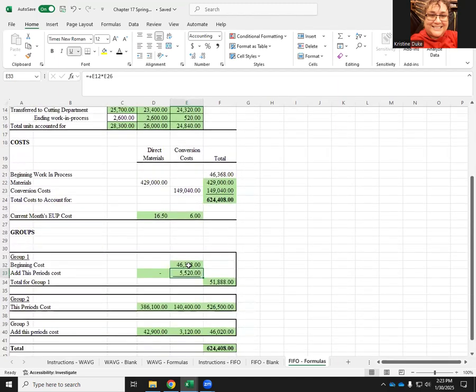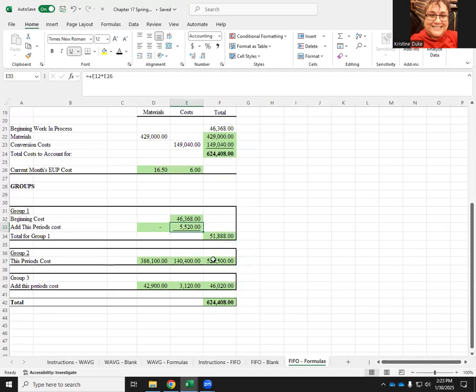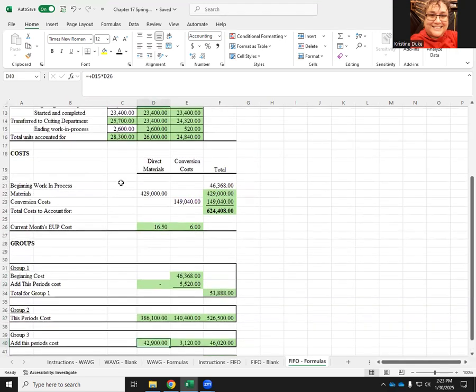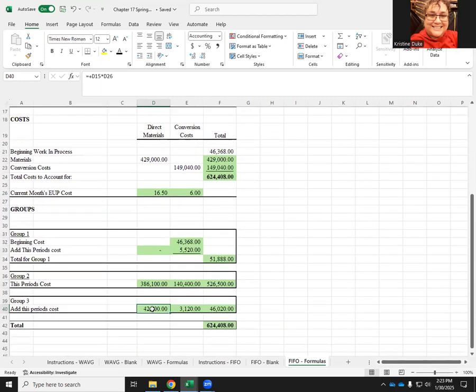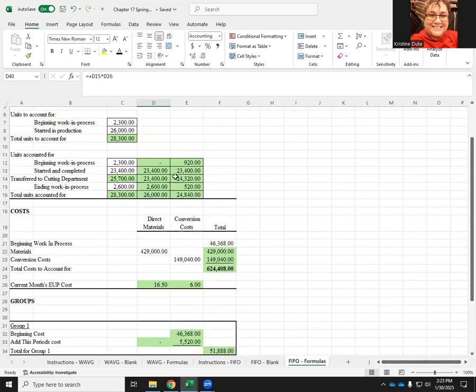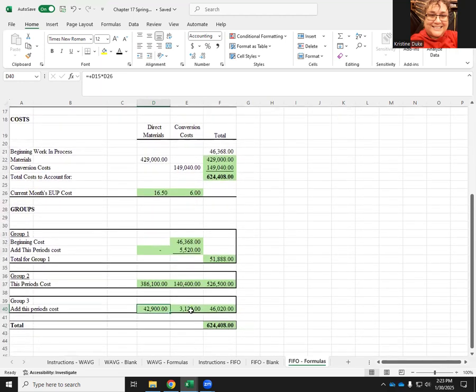23,400 multiplied by the 6, right there. Add the two of them together. Those are the costs for that group. Okay, this is my started and completed. And then my ending work in process. So up here, I'm going to go to the 2,600 multiplied by the 1650, right there. And then the 520 multiplied by the 6. I've got that answer. And so there we go right there. Perfect. Add these three up together. I'm in balance. Life is wonderful.